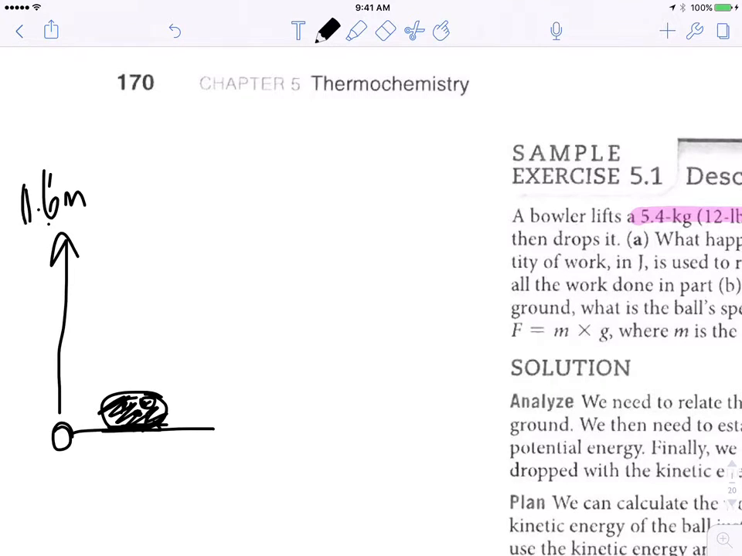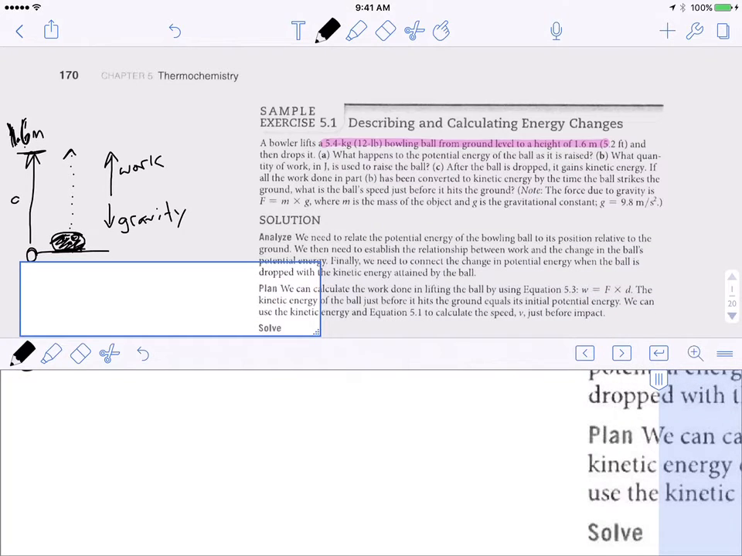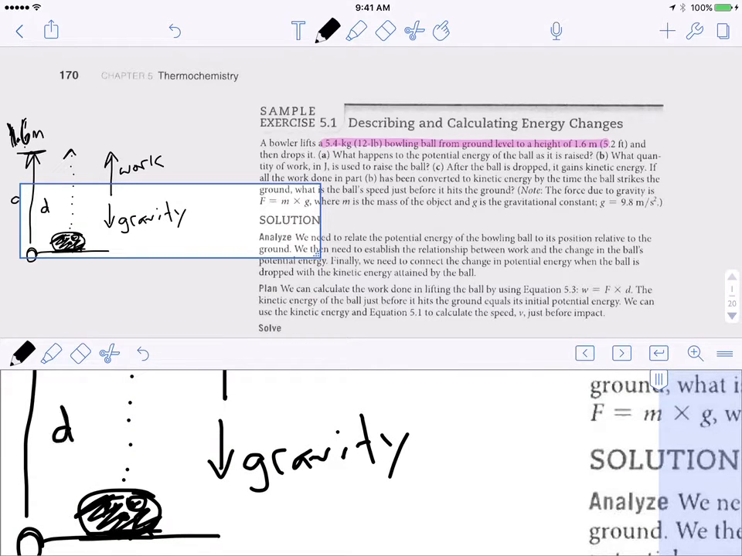Now, if I had to pick up a bowling ball, it's going to take a little bit of work. I'm going to have to move something over an amount of distance. That distance is 1.6 meters. As it moves upwards, it's going to take work. Why? There's gravity pulling it down, and I have to pull it up against the gravity. So here is what we've been referring to as distance. It can also be referred to as height.